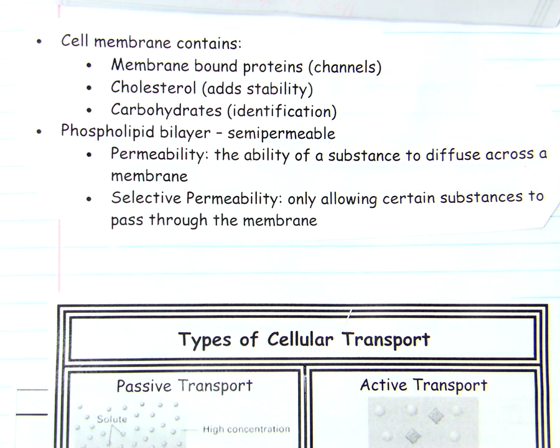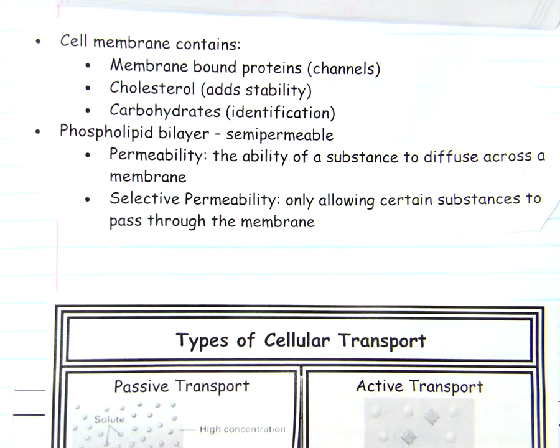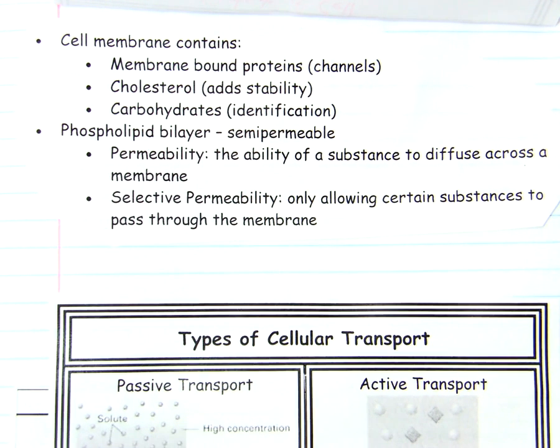When it comes to things passing through the cell membrane, we have two general categories of cellular transport. We have passive transport and active transport.